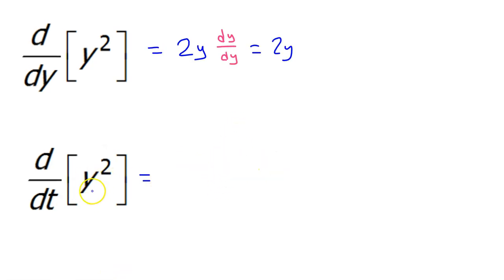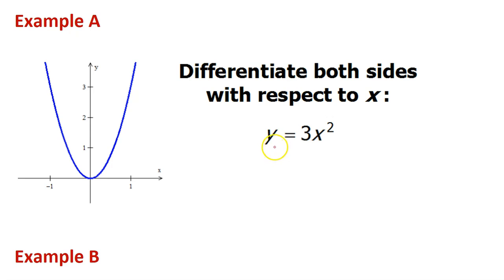Let's do one more of these. This time we are taking the derivative with respect to t. The derivative of the outer function is 2y times the derivative of the inner function, which is dy/dt, the end. We are going to gradually level up to more and more complex equations for the duration of this lesson.